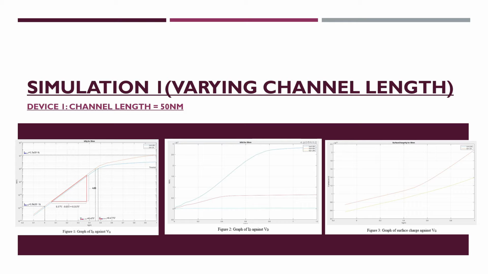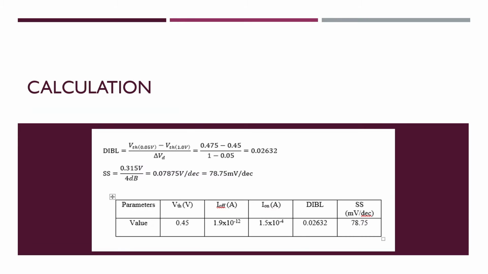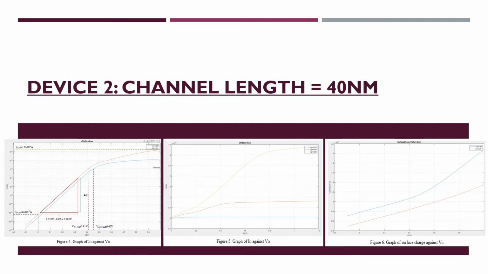For the ID-VG graph, we can obtain the threshold voltage by setting the drain current to 1 times 10 power of negative 6 amperes. And also we can obtain the off current and the on saturation current by setting the gate voltage to 0 and 1 volt respectively. Then after some calculation, we will get the DIBL value and the sub-threshold swing for the saturation region. This process is the same for device 2 and device 3.